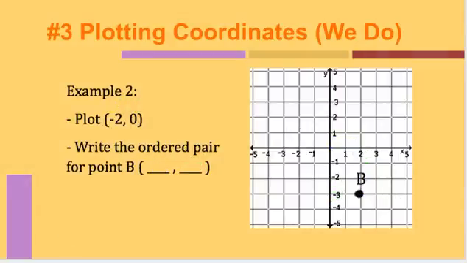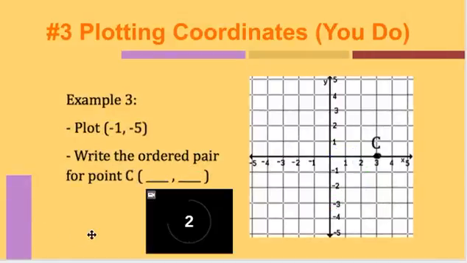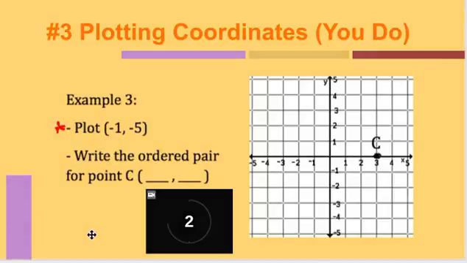Finally, here's the last example, example 3. Again, it asks us the same idea. I'm going to plot a point first. By this point, you should know that you're always starting from the middle. This is my x value. This is my y value. This is my x-axis and the positive side, and this is the negative side. This is my y-axis, the positive side, and the negative side.